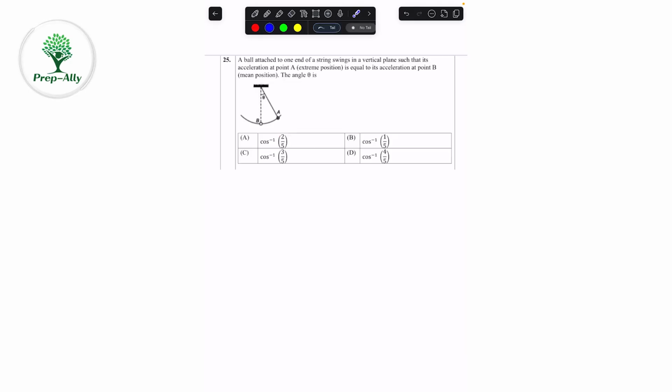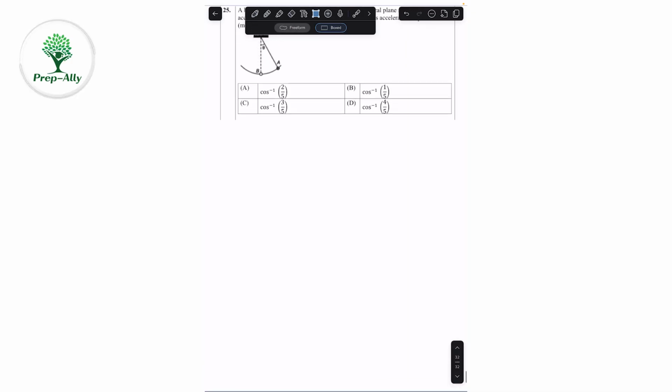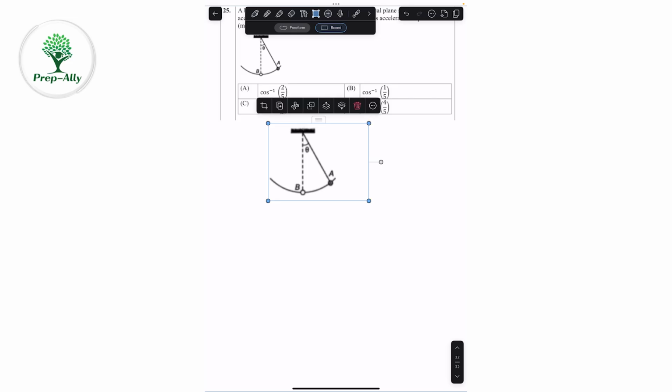We are going to solve the 25th, the last question of this exam question paper. In this question, it is saying a ball attached to one end of a string swings in a vertical plane such that its acceleration at point A here is equal to its acceleration at point B here. The angle theta we have to find. You see, say this is our figure.